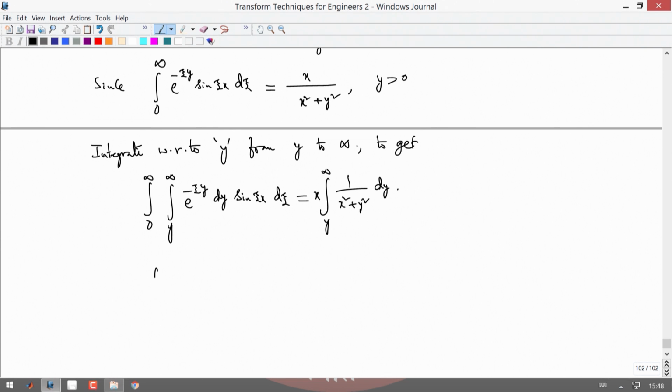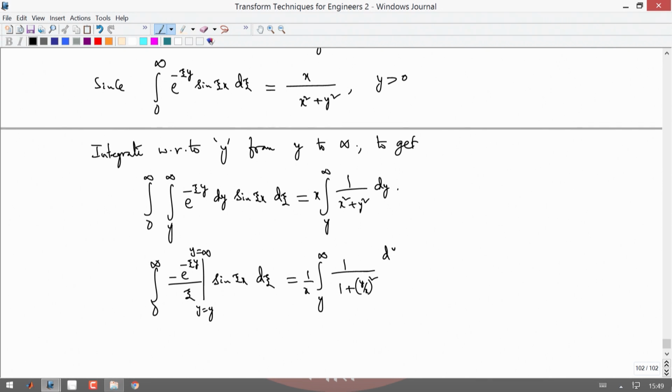So, what is this? This is equal to integral 0 to infinity of minus e^(-xi y) by xi, sine xi x, evaluated from y to infinity, d xi. On the right, if you cancel the x, you take x out and have 1 by x and 1 plus (y by x) whole square, dy by x. So that is actually equal to tan inverse y by x. Now we put the limits y to infinity.